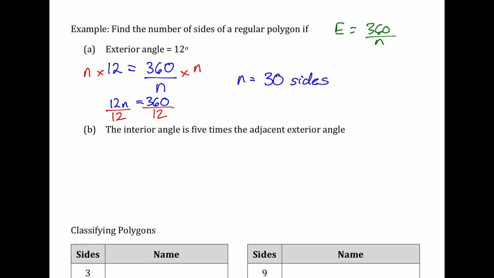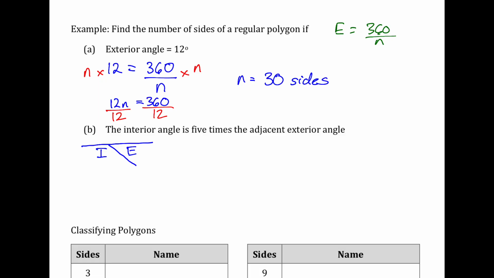The next thing I'm going to do is interior angles. It's super fun. So an interior angle is 5 times the adjacent exterior angle. The fact that I'm going to work with here is that adjacent means basically right beside. So if I draw just any angle here, this one is the interior and this one is the exterior, because the exterior angles are measured on the extension of the other lines.